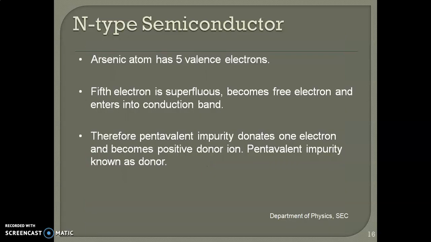The arsenic atom has 5 valence electrons. The fifth electron is superfluous, becomes a free electron and enters into the conduction band. Therefore, the pentavalent impurity donates one electron and becomes a positive donor ion. So that impurity is called the donor.